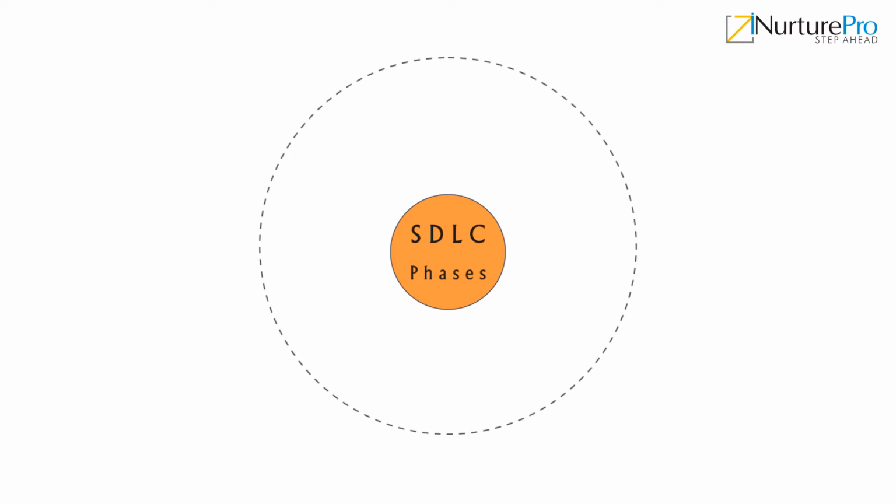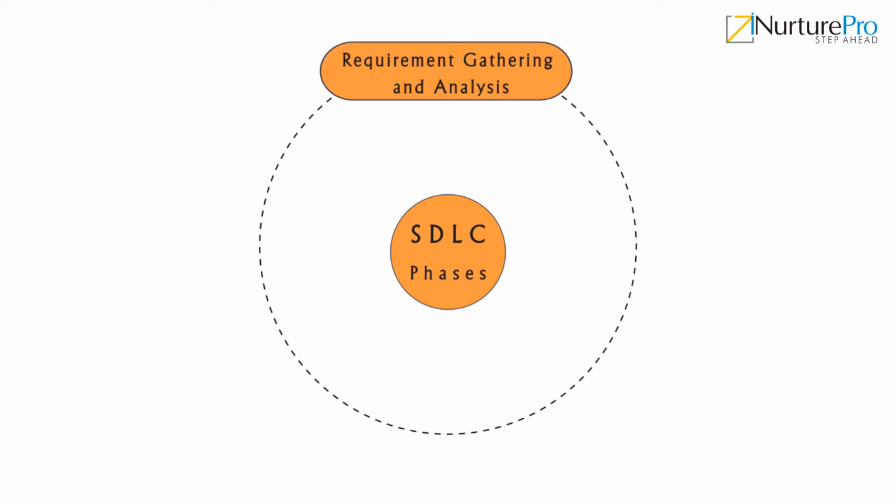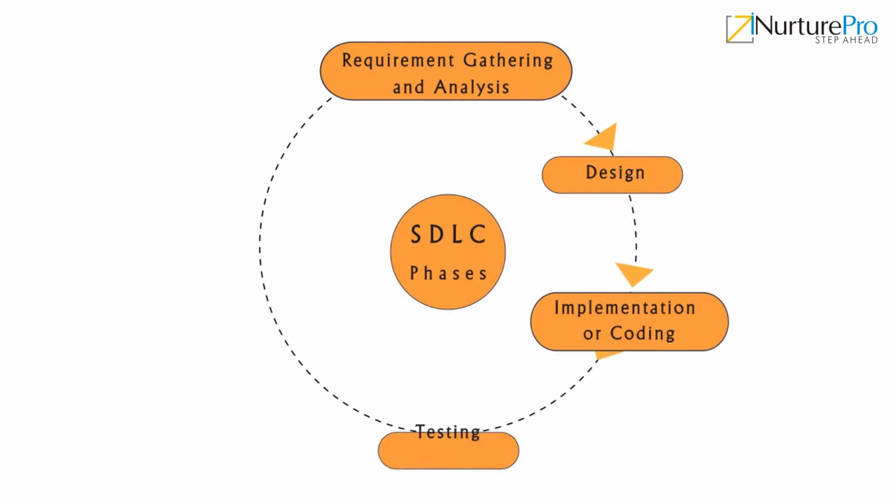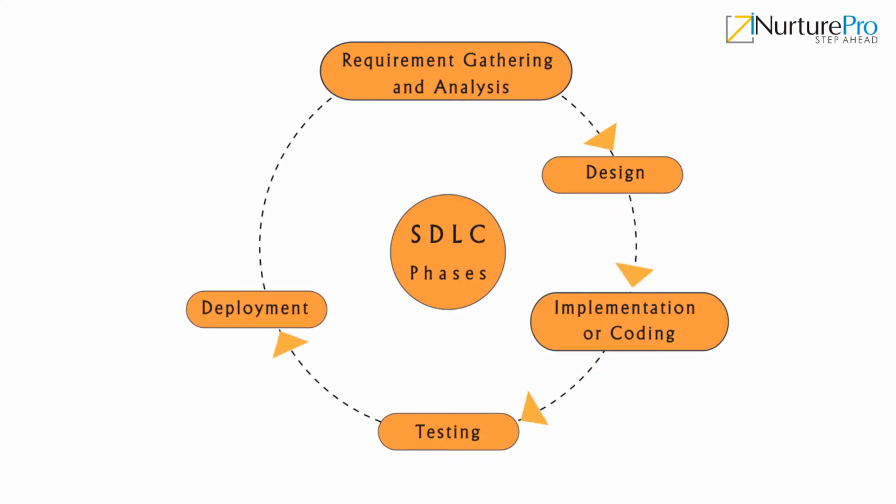Phases in the Software Development Life Cycle. They are as follows. 1. Requirement gathering and analysis. 2. Design. 3. Implementation or coding. 4. Testing. 5. Deployment. 6. Maintenance. Let us know in detail about the phases.